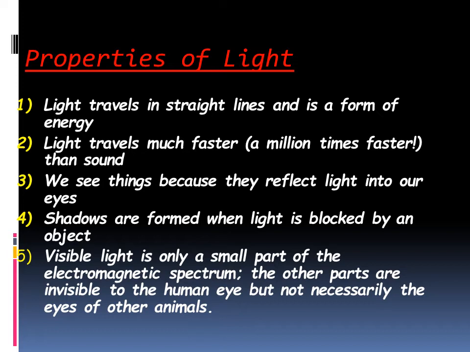We can't see other lights, but other animals can see because they have more complex or more magnified lenses in their eyes. So only a small part of the light enters, or we can see only a small part of the light. So these all are the properties of light.